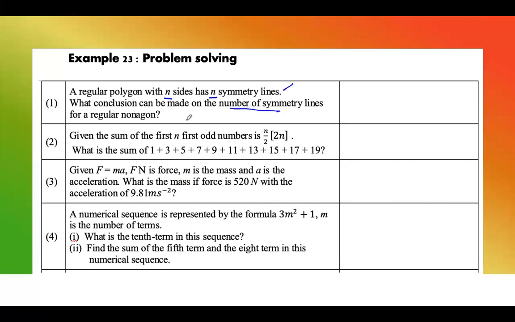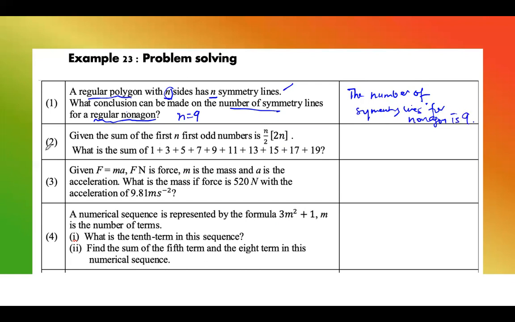The number of symmetry lines of a regular nonagon. So regular polygon with n sides with n symmetry lines. So what about nonagon? What is nonagon? Nonagon is 9 sides. So 9 sides, that means n equals to 9. So what is the conclusion? The number of symmetry lines for nonagon is 9. So you get full mark.